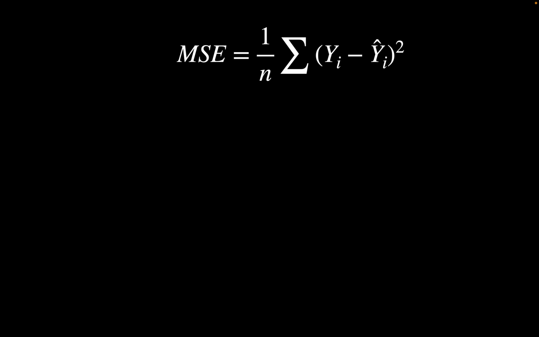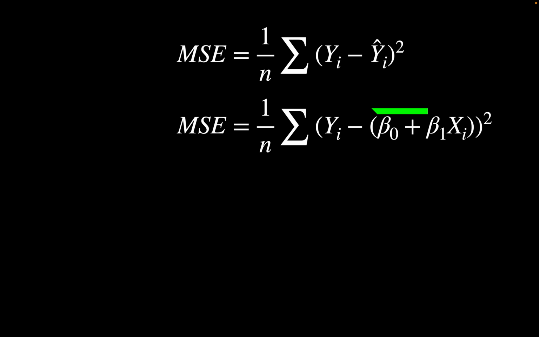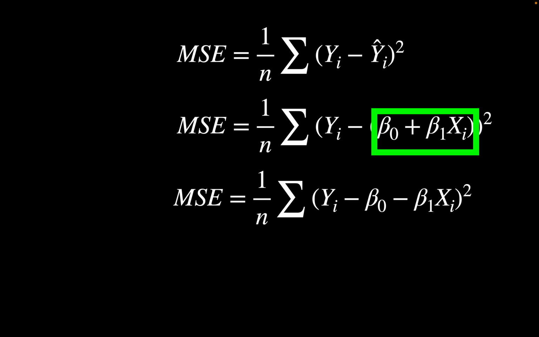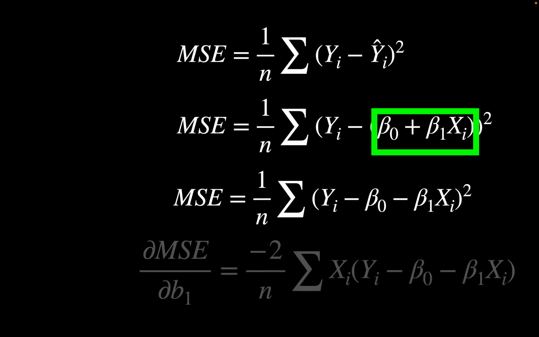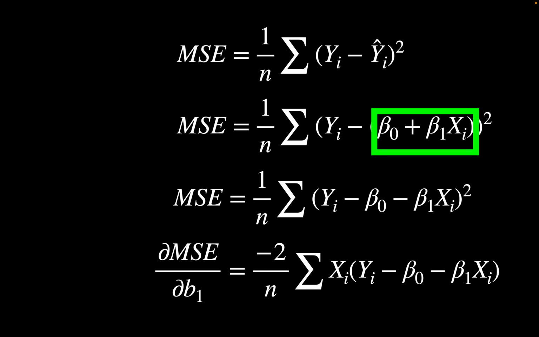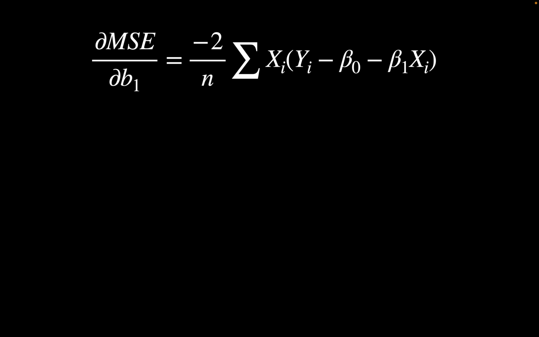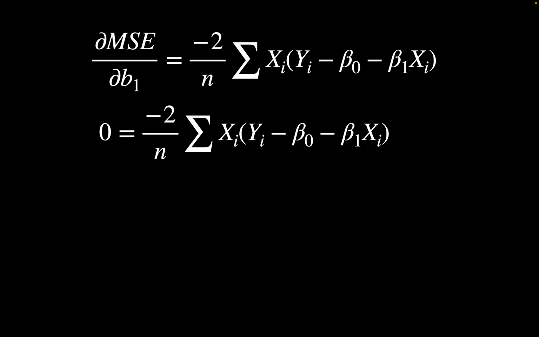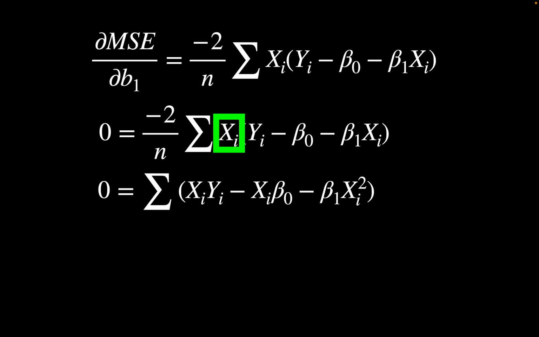Again, we start with mean square error. We're going to substitute our model in for our predicted y value. And we can do the same distribution, distribute in the negative, and we're going to take the partial derivative of our mean square error with respect to beta 1 this time. And this is what that derivative will look like. Once again, we have to set it to 0. We can get rid of our negative 2 over n. And we also have to distribute in this x. So we get xi multiplied by yi minus xi multiplied by beta 0 minus beta 1 multiplied by xi squared.